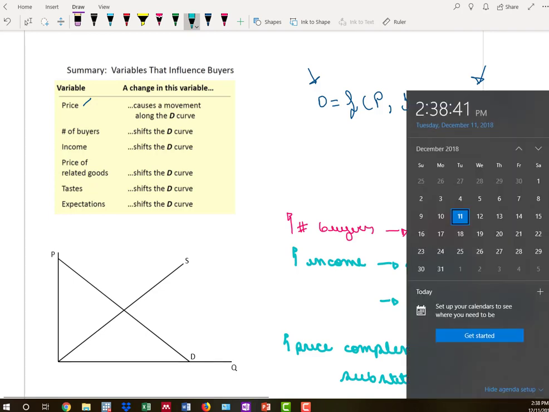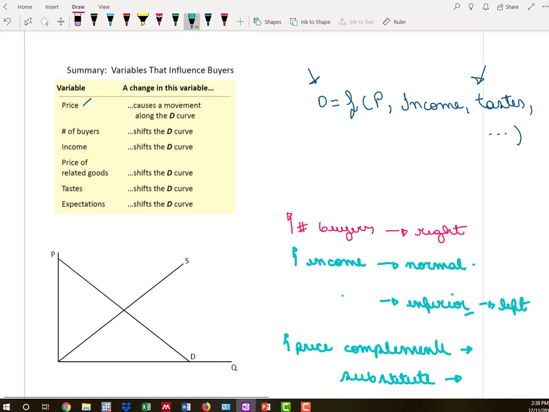No, I forgot to write it here. An increased income with a normal good, the demand curve shifts to the right. If it's an inferior good, it's to the left. Now, consider an increment in price.